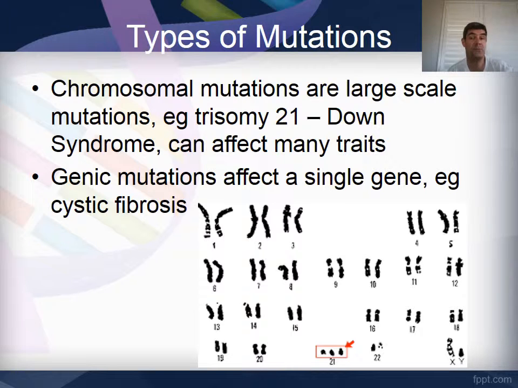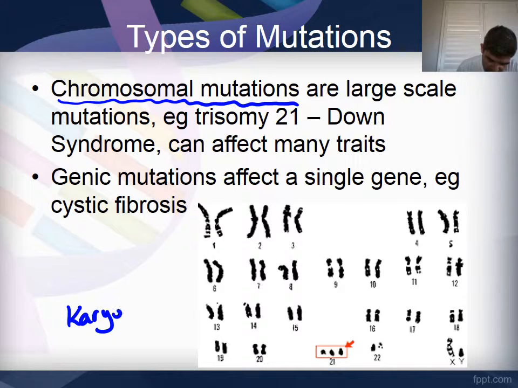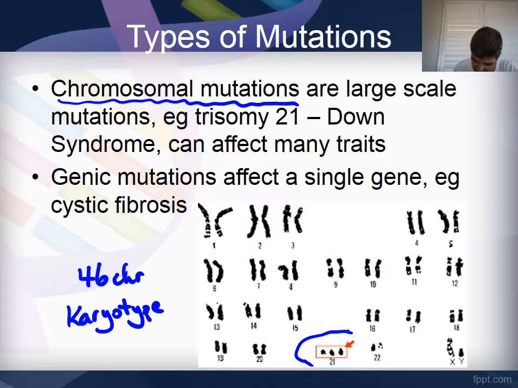There are several types of mutations that we want to look at just in a bit of general detail today. The first of those are chromosomal mutations. The chromosomal mutations occur at the whole karyotype level. So this down the bottom here is a karyotype, and we know that the normal karyotype has 46 chromosomes. This one, however, has 3 copies of chromosome 21.